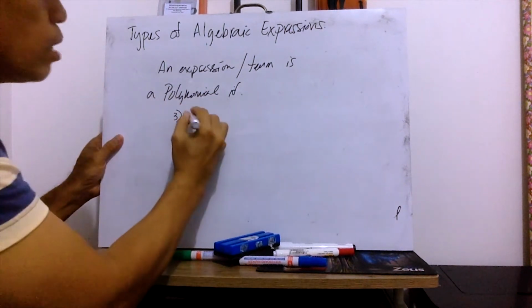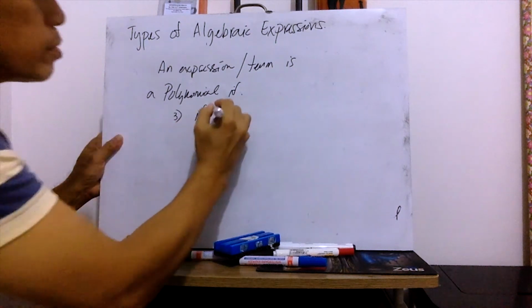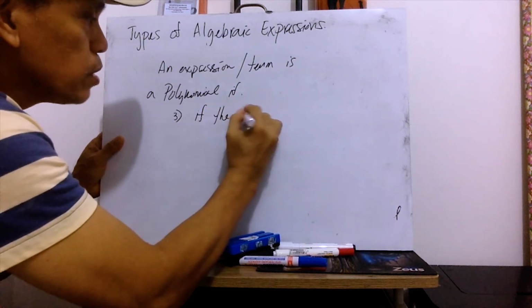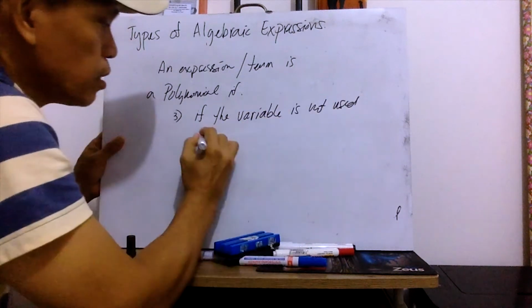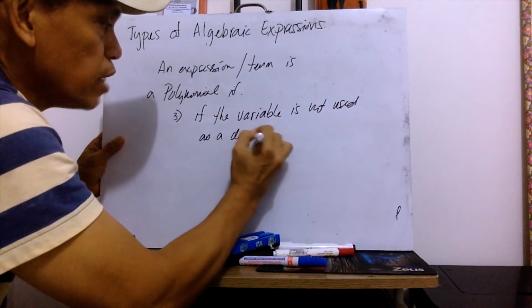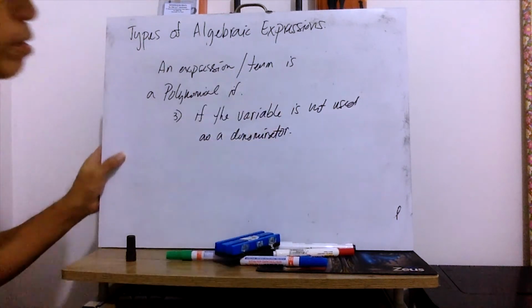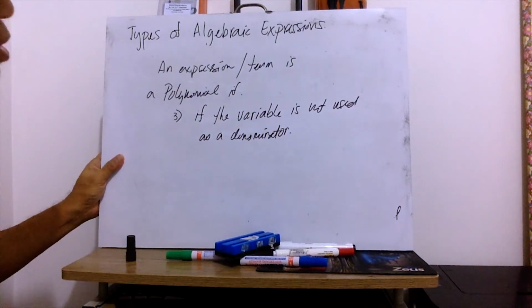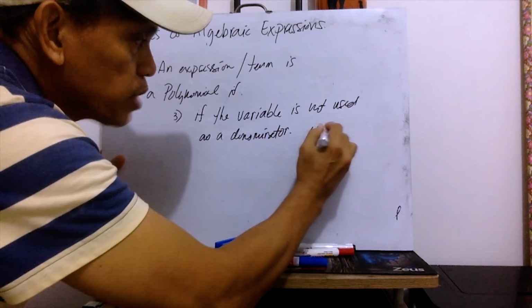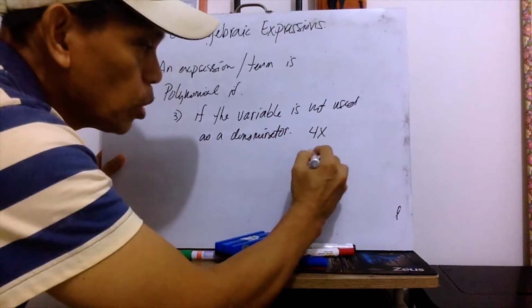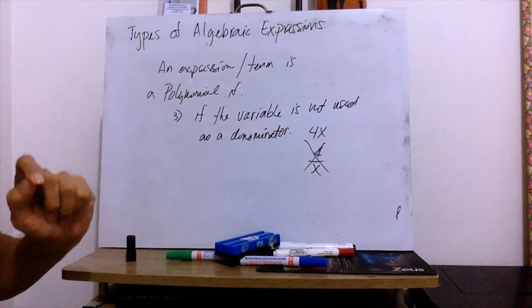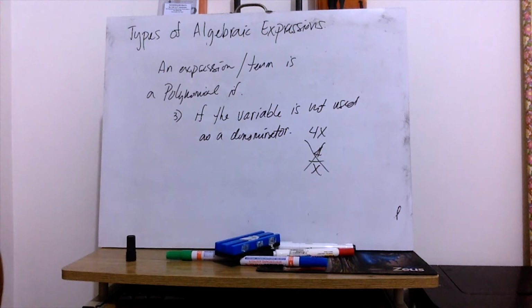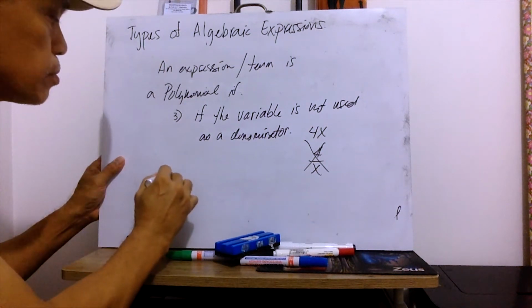There. Now, if the variable is not used as a denominator, that's another definition of a polynomial. 4x is a polynomial, but 4 over x, it's not. Once the variable is used as a denominator, then it is not a polynomial. All right? Last one. Okay.